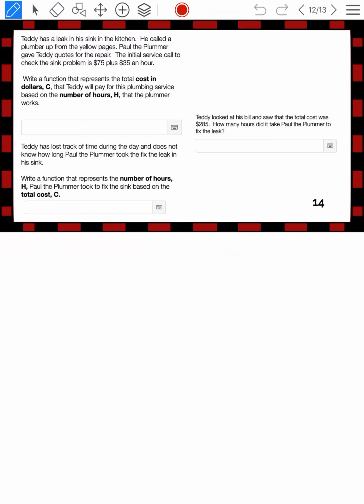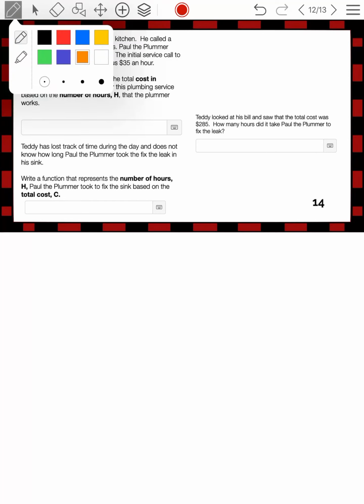He called a plumber up from the yellow pages. Paul the plumber gave Teddy quotes for the repair. So quote is an estimate for the cost. The initial service call to check the sink is $75. So that means no matter how long this plumber stays or what the problem is, it's going to cost him at least $75 to get a plumber out there to look at it.